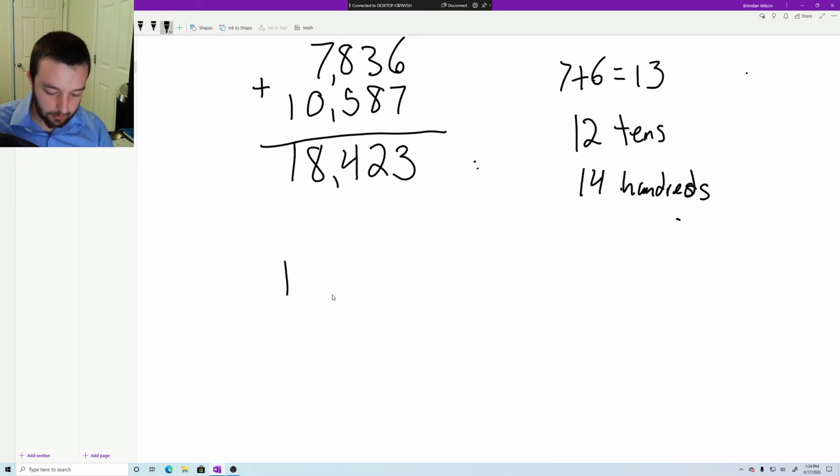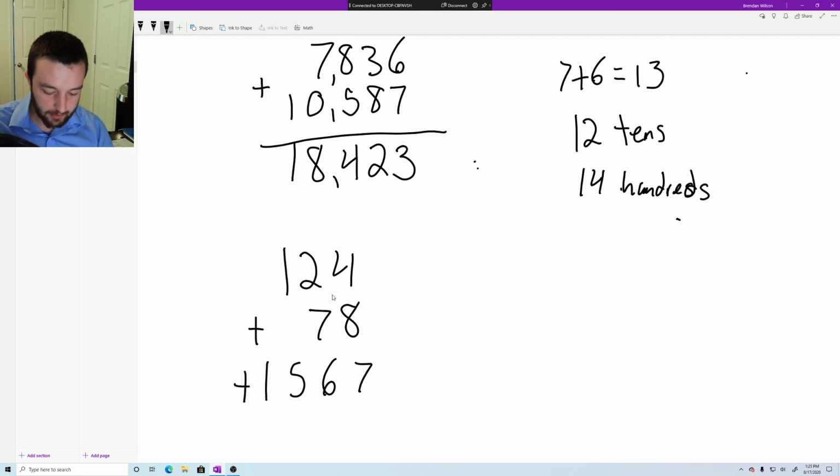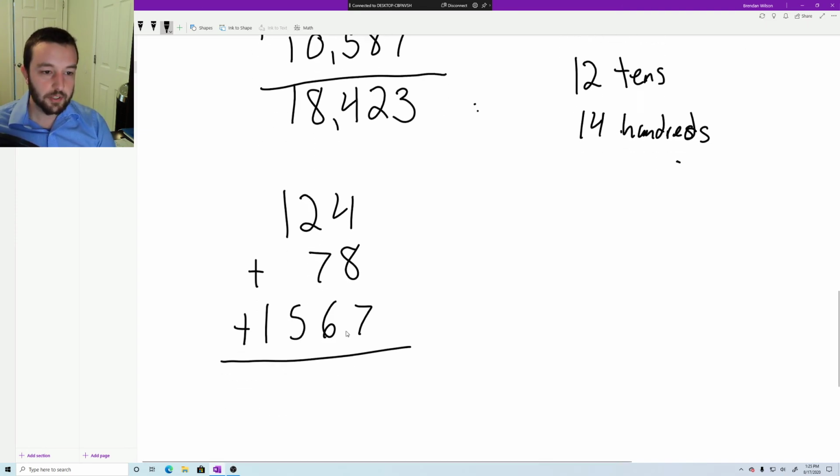Let's say we have 124 plus 78 plus 1,567. Now notice I was careful to line up the place values here, and that's probably the most important thing we want to do. We just want to make sure the place values are lined up properly. So we have all the ones lined up, all the tens lined up, all the hundreds lined up, all the thousands lined up. Okay. And that's pretty much all it comes down to.